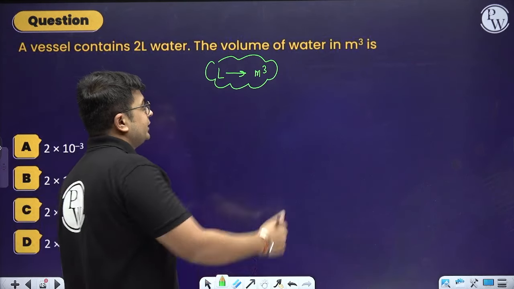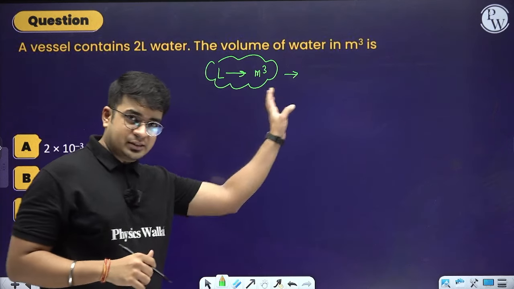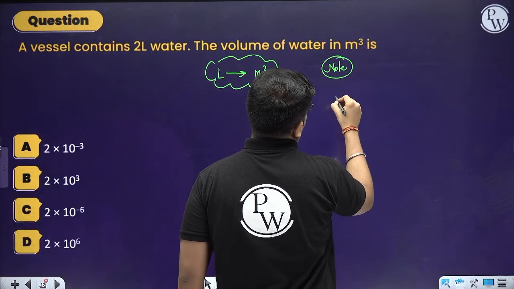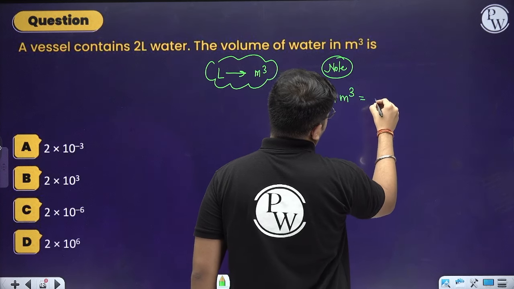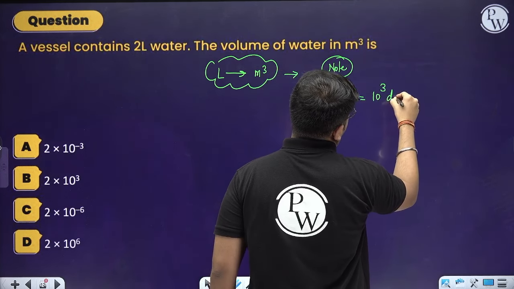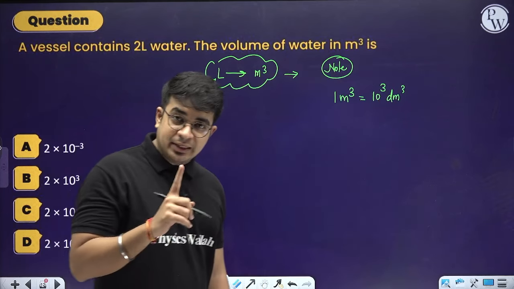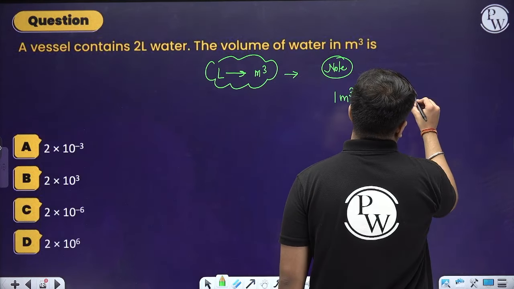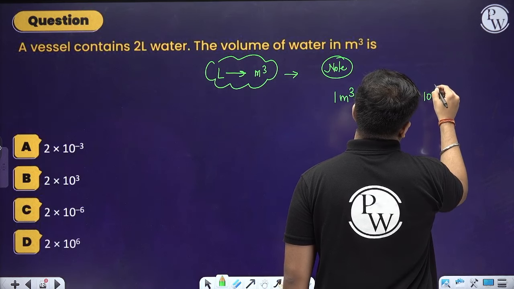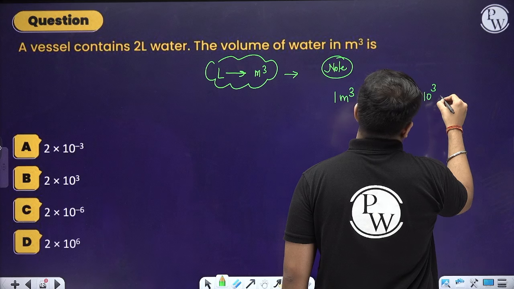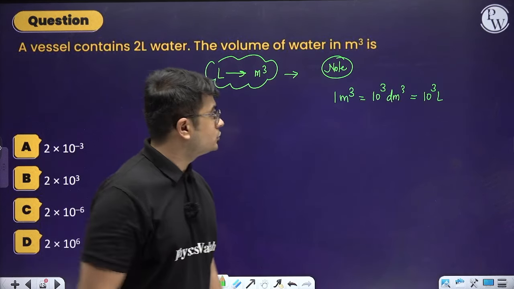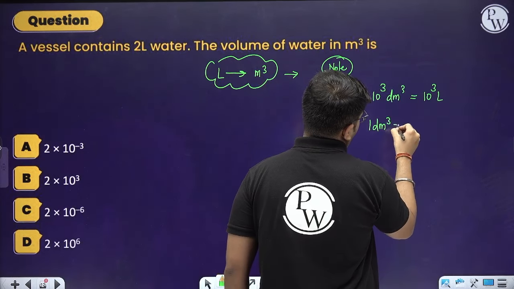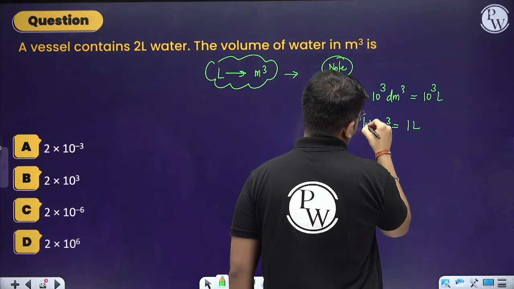So I can simply say, with the help of values which we are going to discuss again, just let me tell you. Let's say we have 1 meter cube which is equal to 10 raised to the power 3 decimeter cube, because 1 meter is equal to 10 decimeter. In the same way, it is equal to 10 raised to the power 3 liter. So I can simply say that 1 decimeter cube is equal to 1 liter from this conversion.